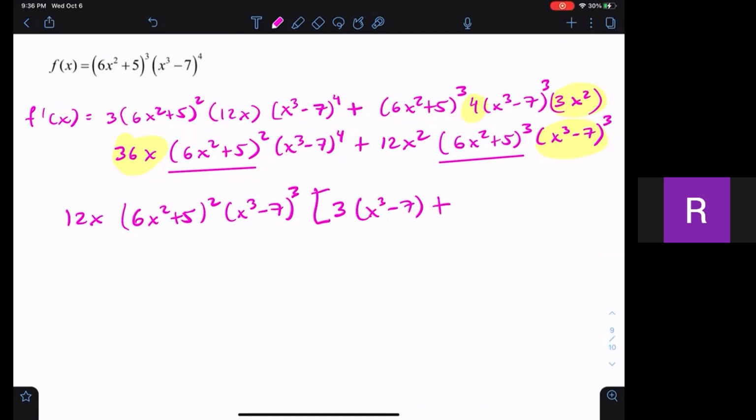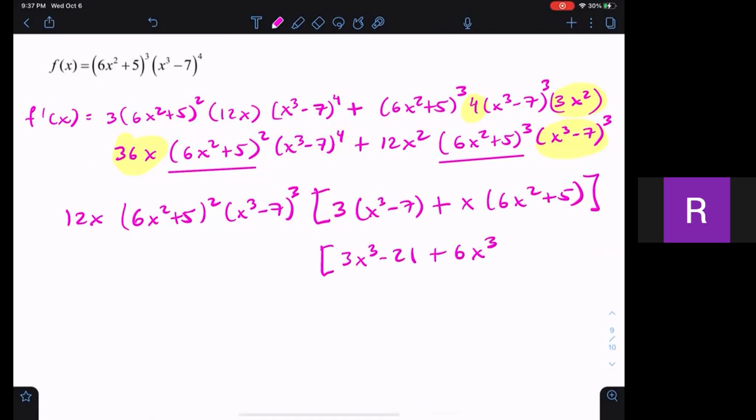Now the other term, right? So that's going to be x and x, and then we have 6x squared plus 5 to the first, and that's it. Now we can combine like terms. So this is going to be 3x cubed minus 21 plus 6x cubed plus 5x, and then this thing stays the same.